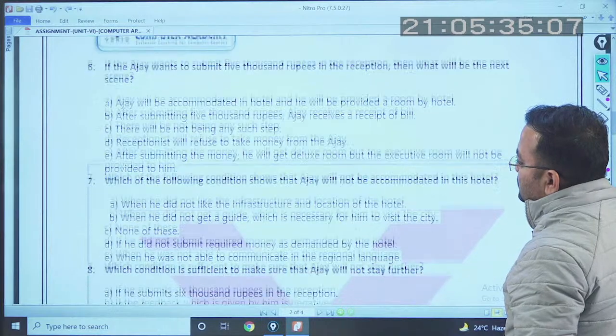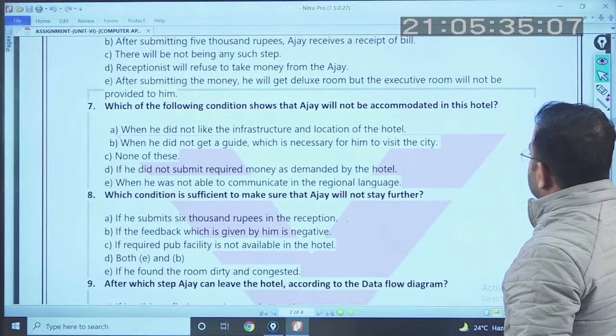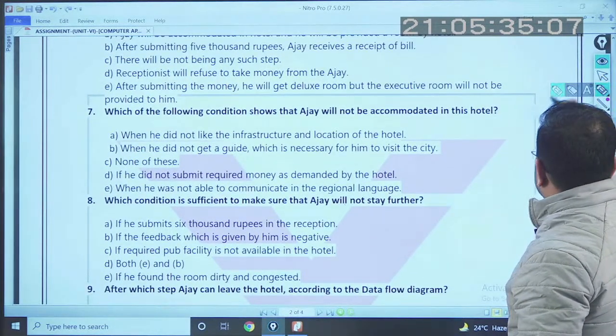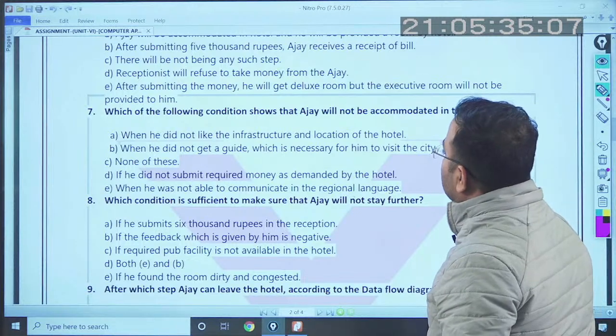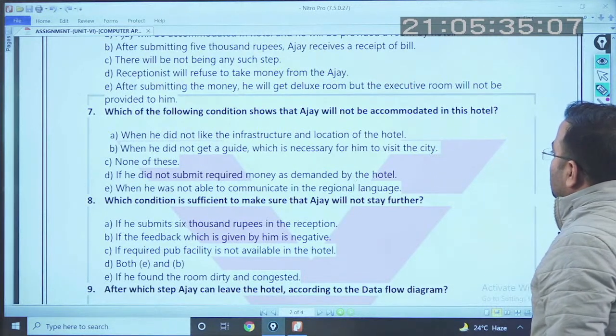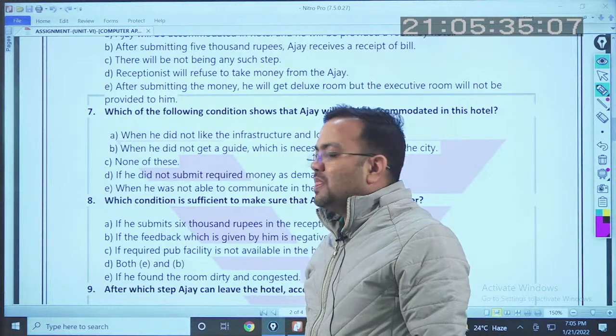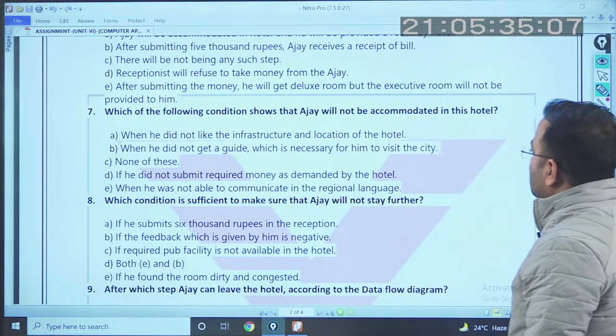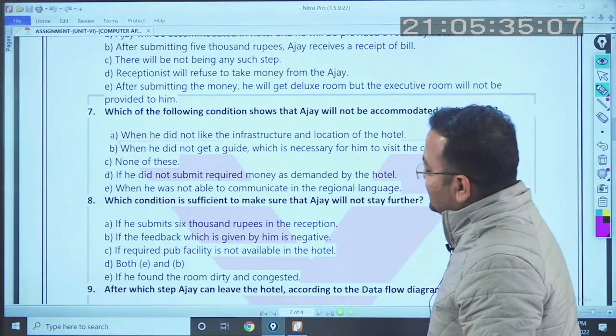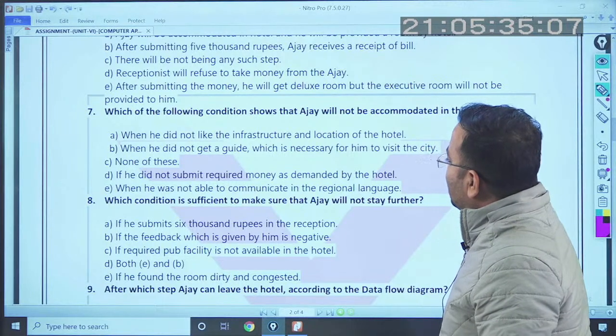Question number 7. In question number 7, which of the following conditions shows that Ajay will not be accommodated in the hotel? That means the question is asking in which condition Ajay will not be accommodated. Let's see the options. Option A: when he did not like the infrastructure.